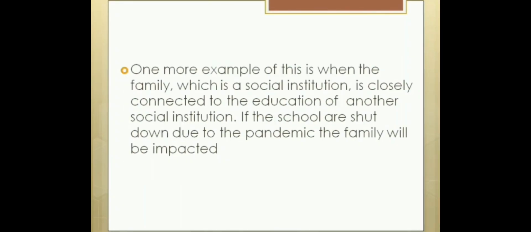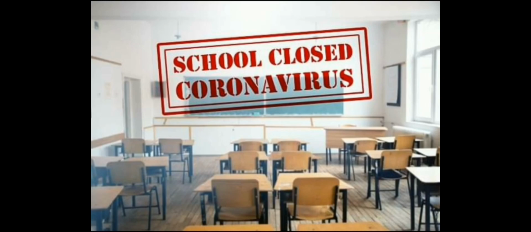One more example of this is when a family, which is a social institution, is closely connected to the education of another social institution. If schools are shut down due to the pandemic, the family would be greatly affected.